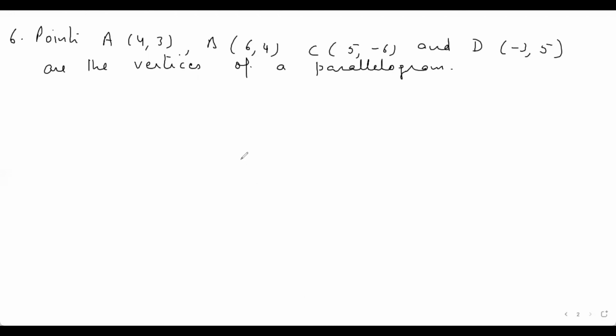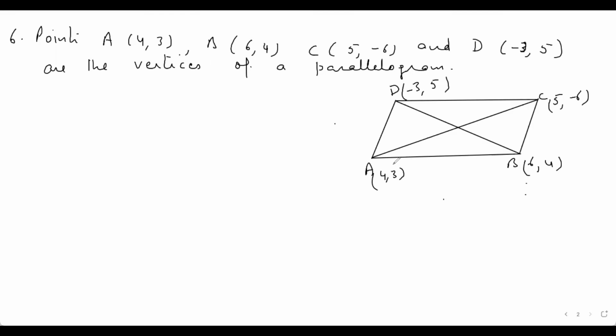Now the sixth question is: points A(4, 3), B(6, 4), C(5, -6), and D(-3, 5) are the vertices of a parallelogram. Now suppose this point is A, this is B, this is C, this is D, and its coordinates are given. If it is a parallelogram, then their diagonals bisect each other. It means midpoint of AC should be equal to the midpoint of BD. Now this is a false statement. We are going to find the midpoint of AC and midpoint of BD.